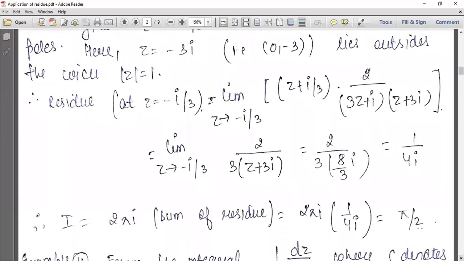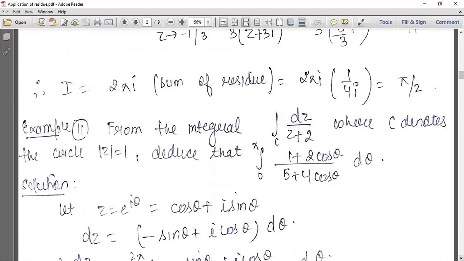So the residue at z equal to minus i by 3 will be the limit as z approaches minus i by 3 of (z + i by 3) into 2 divided by (3z + i)(z + 3 by i). I will solve this and I will get 1 by 4i. So the integral will be 2 pi i into the sum of residues. Only one residue is there, which is 1 by 4i. So 2 pi i will get cancelled and my final answer will be pi by 2. So let's see one more example.